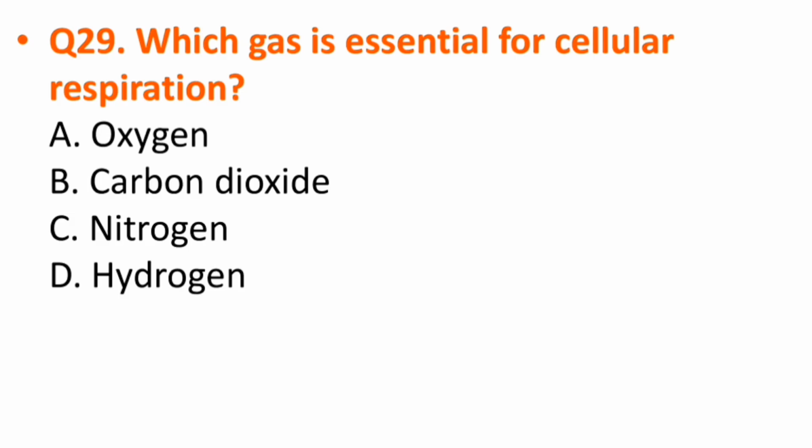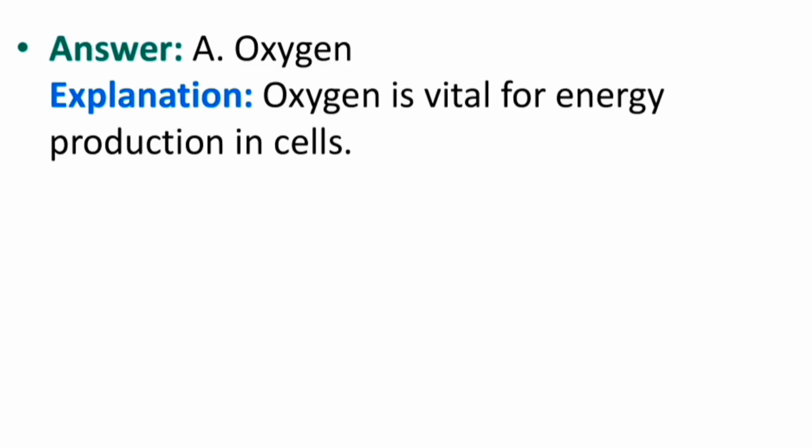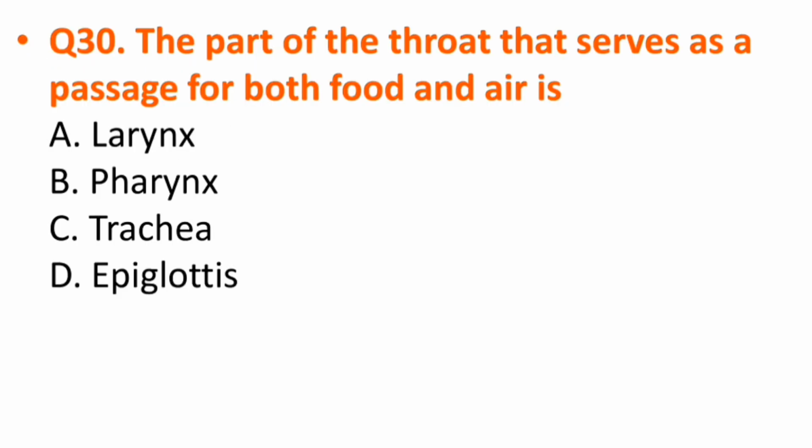Which gas is essential for cellular respiration? Option A oxygen, option B carbon dioxide, option C nitrogen, option D hydrogen. The correct answer is option A oxygen. Oxygen is vital for energy production in cells.